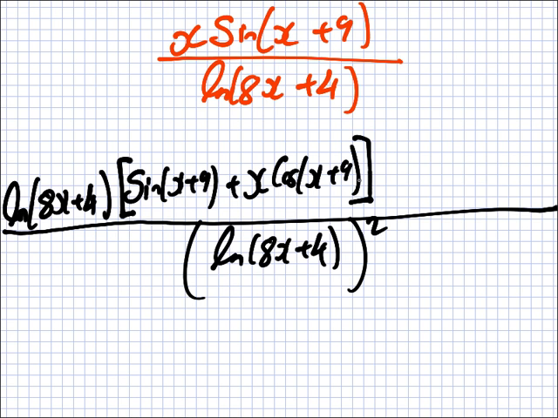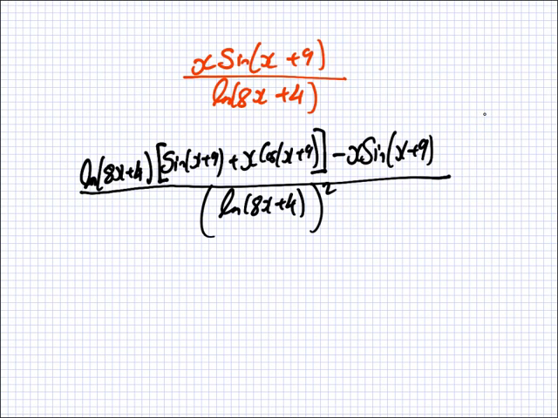Now back to the quotient rule. Minus the top times the derivative of the bottom. 1 over 8x. Yeah, so we need a chain rule for log. Log is 1 over x, which in this case is 1 over 8x plus 4. Then we multiply by the derivative of 8x plus 4, which is 8.